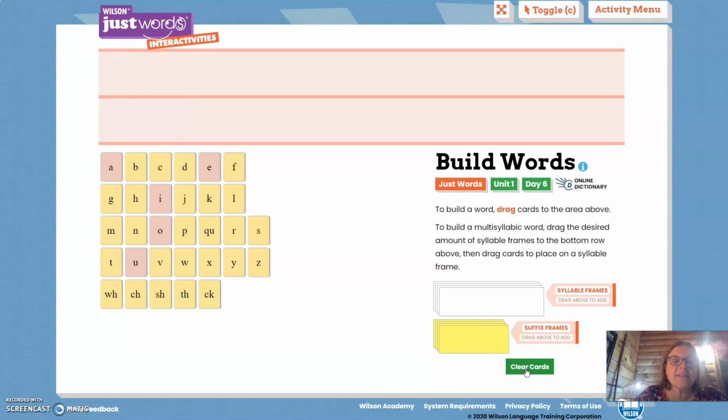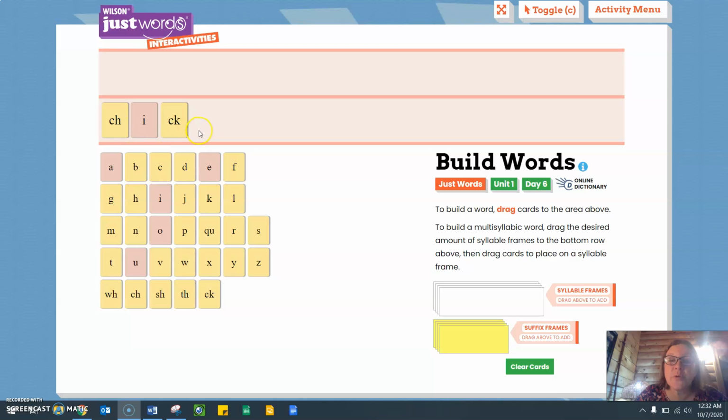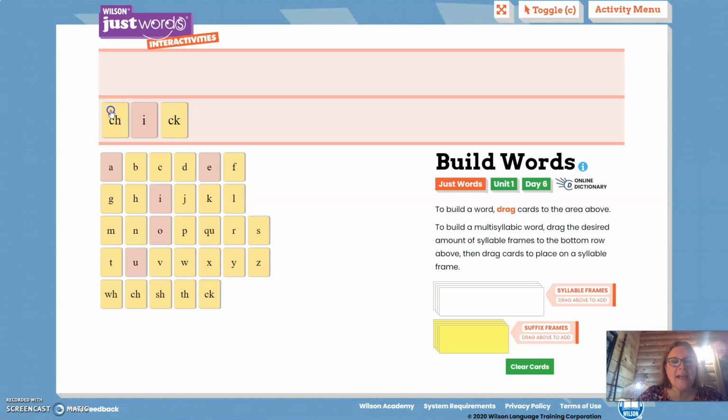Your next word is chick. Echo, chick. Here's the word chick. Ch-ick, chick. Can you please tell me what the 2 digraphs are in this word? All right, guys, it was CH and CK. Remember, digraphs are 2 letters that make one sound. Ch and k.